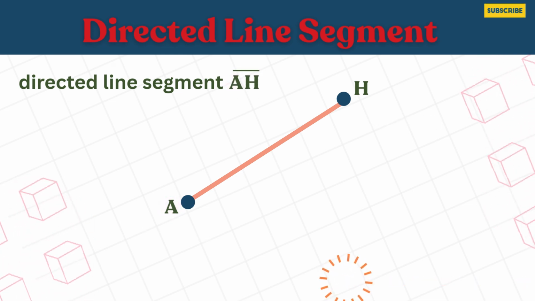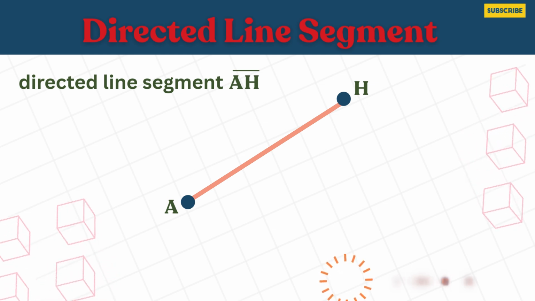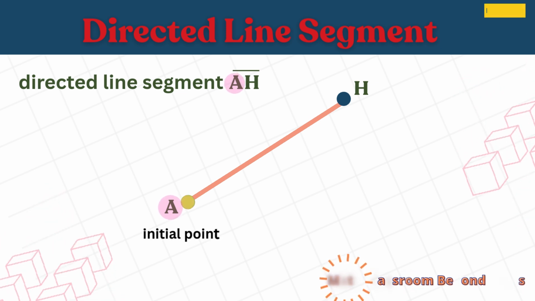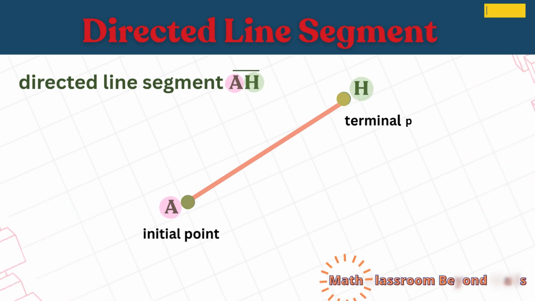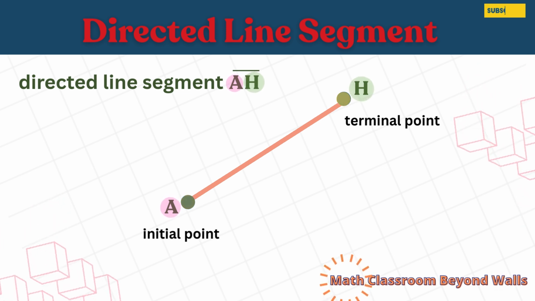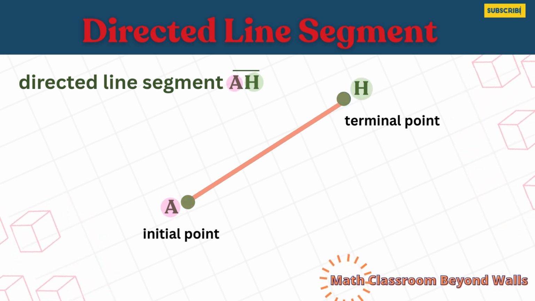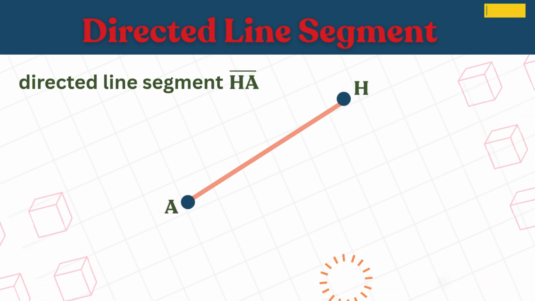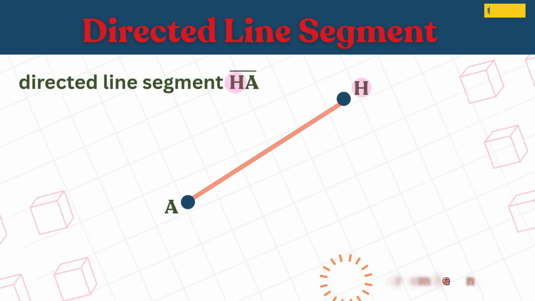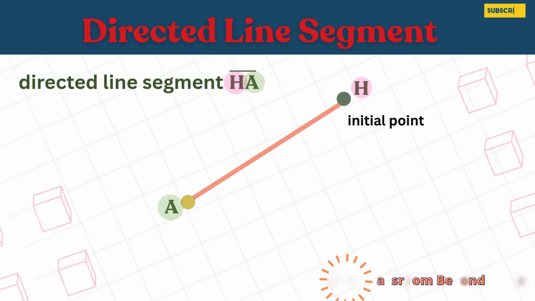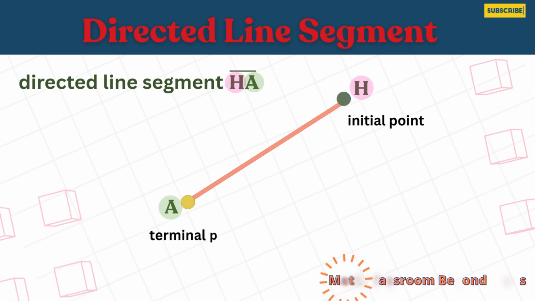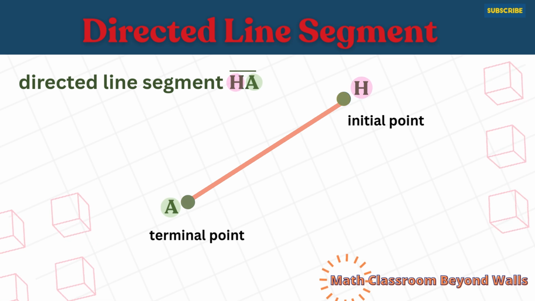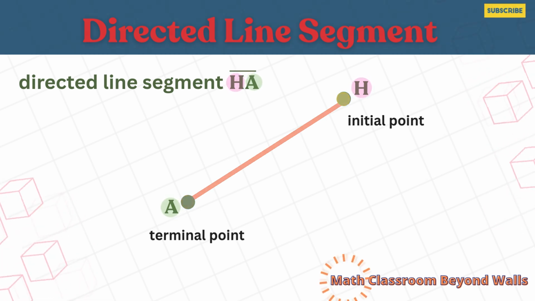For the directed line segment AH shown on the diagram, point A is the initial point, and point H is the terminal point. Because directed line segment AH has direction, it is different from directed line segment HA, for the latter has H as its initial point and A as its terminal point. Now that we know what a directed line segment is, let us go into partitioning a line segment.